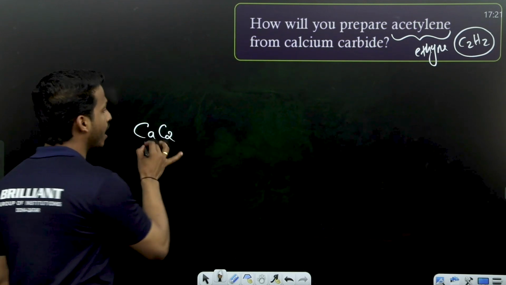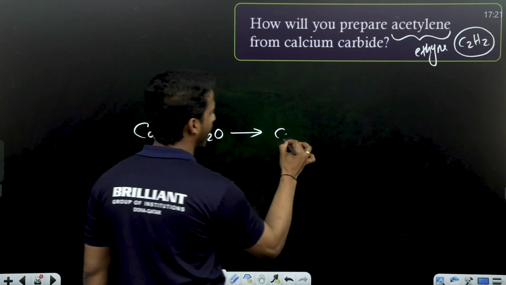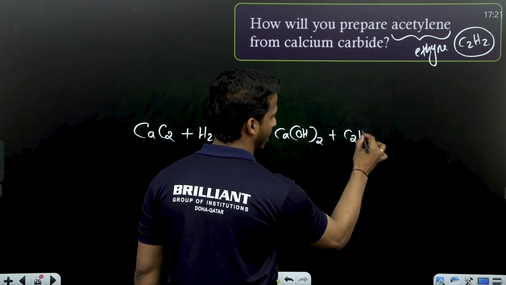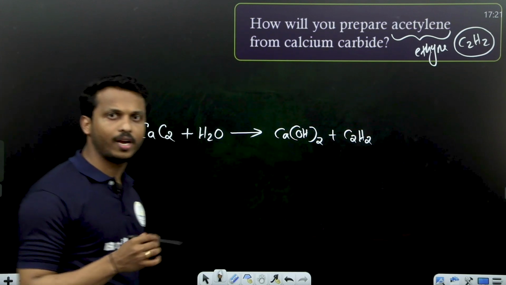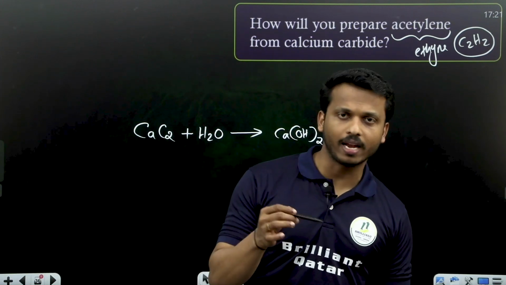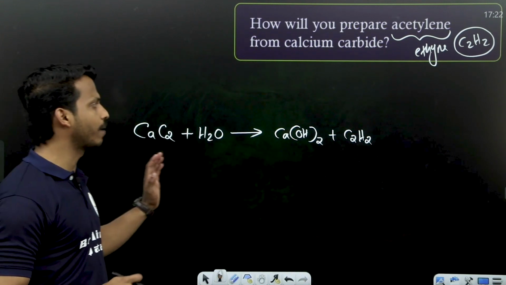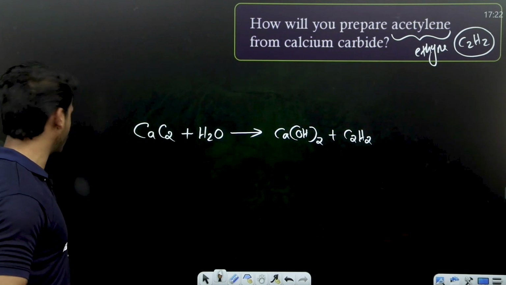Simple reaction. Calcium carbide when hydrolyzed, you will get calcium hydroxide and acetylene, that means ethine. Keep in mind all of you, calcium carbide on hydrolysis gives calcium hydroxide and acetylene. That's it. So this is the way you can prepare ethine from calcium carbide. One of the simplest questions.